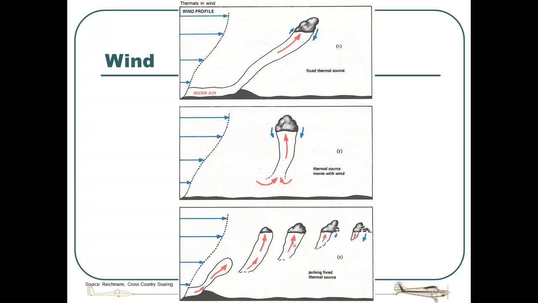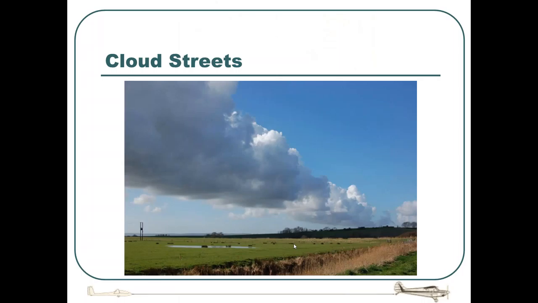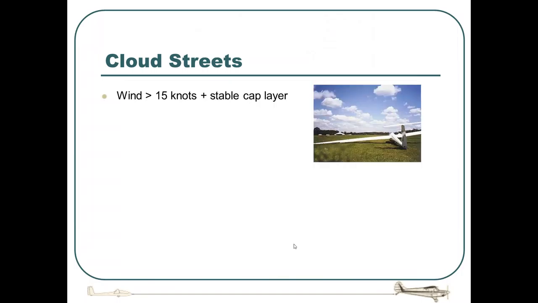Pulsating thermal source from one place here, particularly on the side of a ridge where it's been warmed up and the wind hits it, and that's your trigger, and off it goes. Cloud streets. They're good fun when they do happen. They look something like that photograph, and if you can get into the upwind side of that close to the cloud, you can go all the way to the end of that street and never have to turn once, because there'll be lift all the way along that street. Much, much fun to fly.